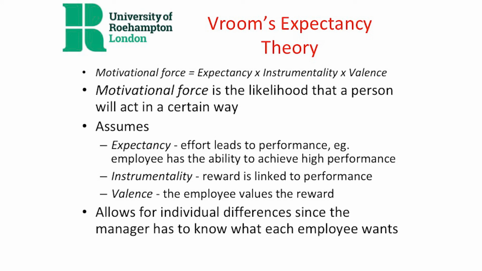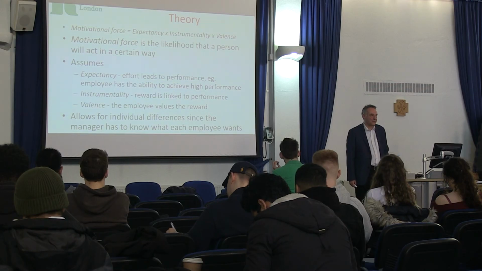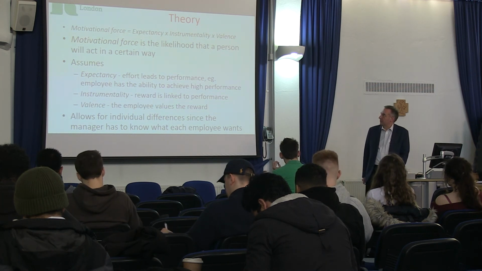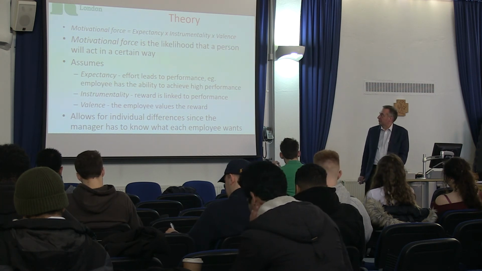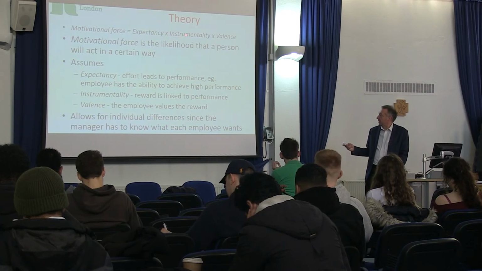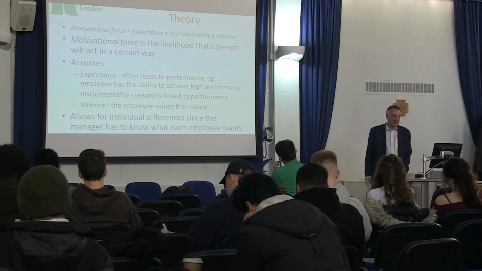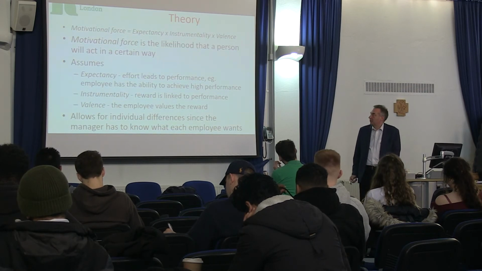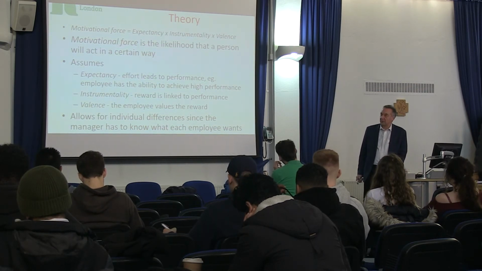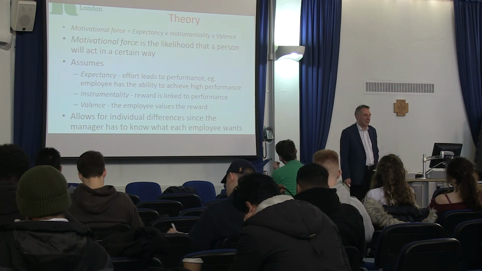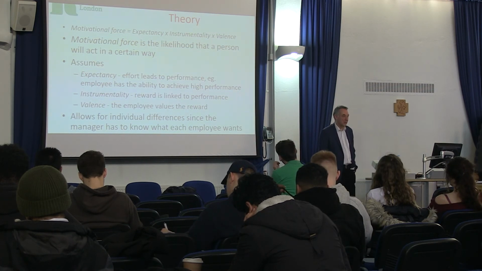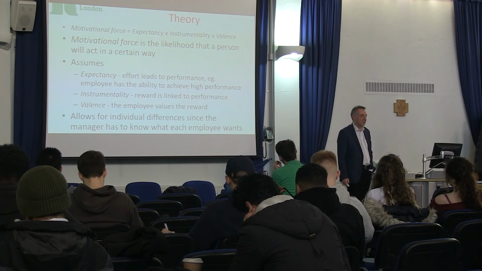So with Vroom's expectancy theory, he has this little equation here. Motivational force equals expectancy multiplied by instrumentality multiplied by valence. So what does this mean? Motivational force is the likelihood that somebody will act in a certain way. So if you want somebody to do something, you want to know what the motivational force is for them to do it.